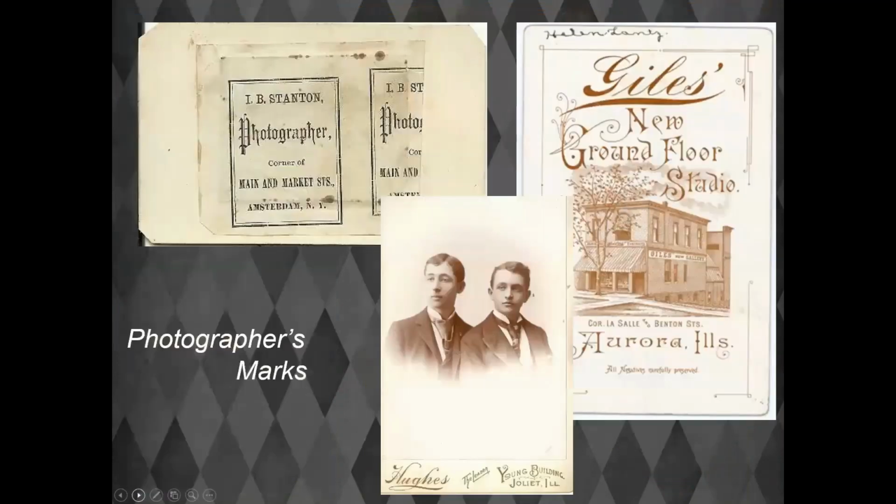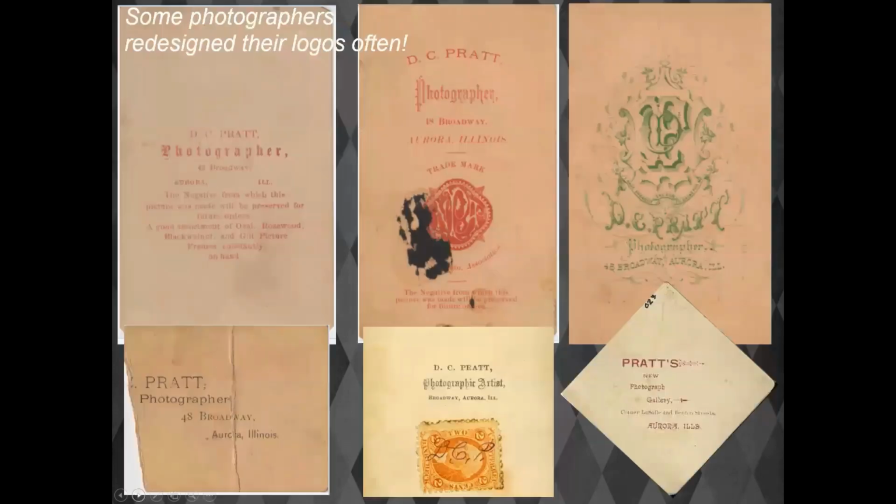So if I go back one, what happened? Does Giles take over Pratt or does Pratt take over Giles? In fact, Giles winds up taking over Pratt Studio. So Giles merges, takes over Pratt Studio, and now his new location becomes the corner of LaSalle and Benton Streets.